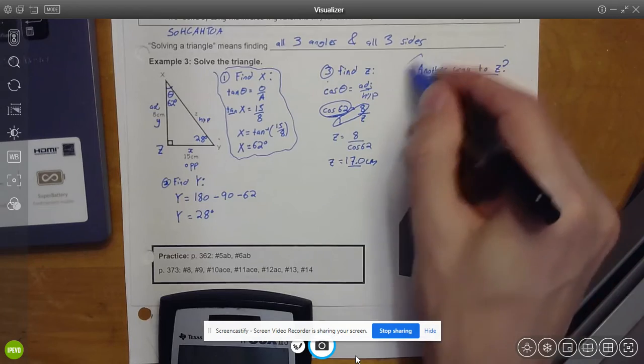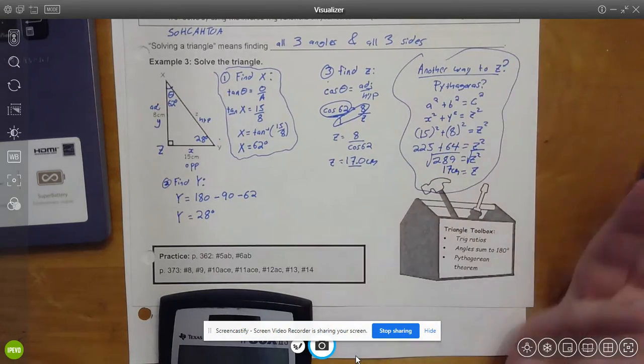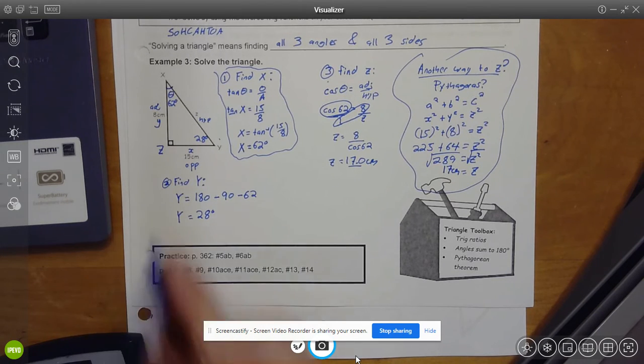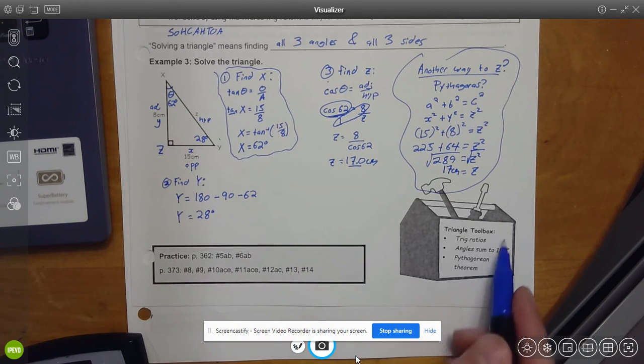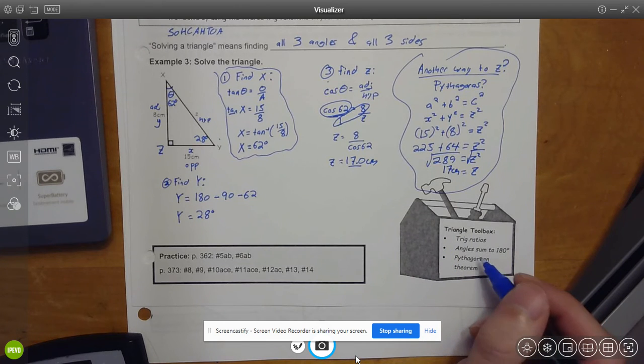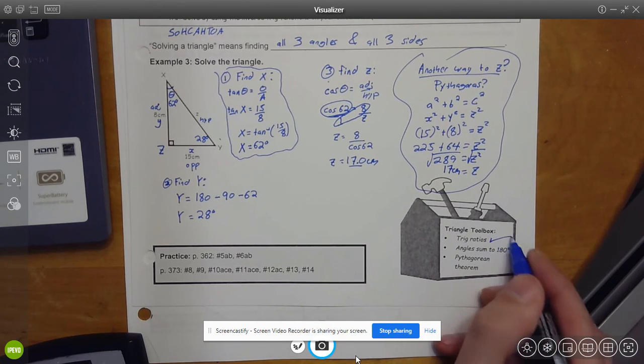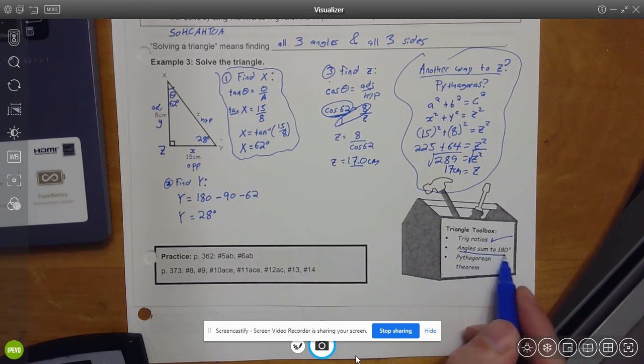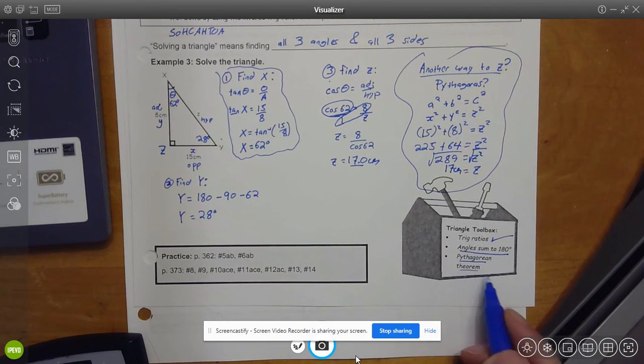So I'll just circle that and say, you can pick the method sometimes on what to do. But the idea here is that we're solving triangles. It means I'm finding all three sides, all three angles, using this toolbox. So what we've added to our toolbox this week is trig ratios, sine, cosine, tangent. And then we're still using some of these tools that we would have learned in earlier math courses.